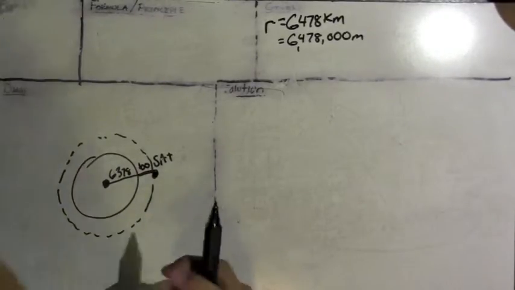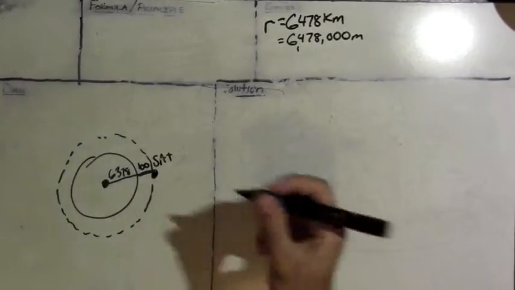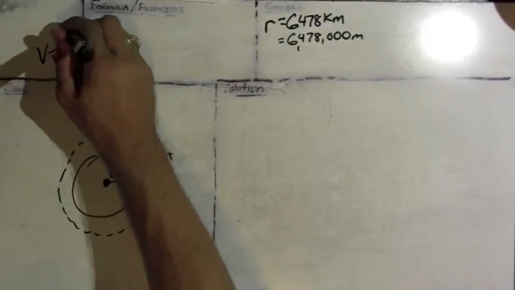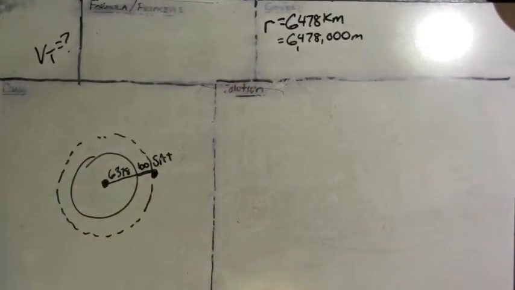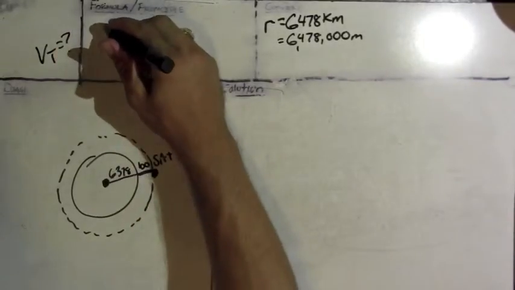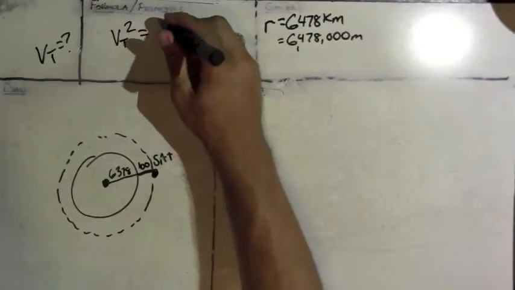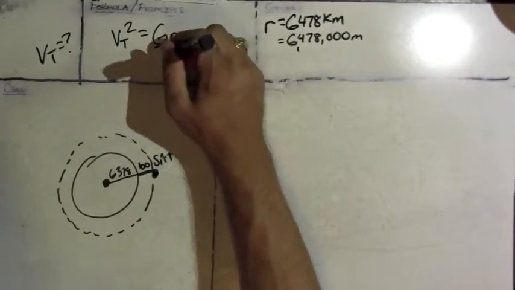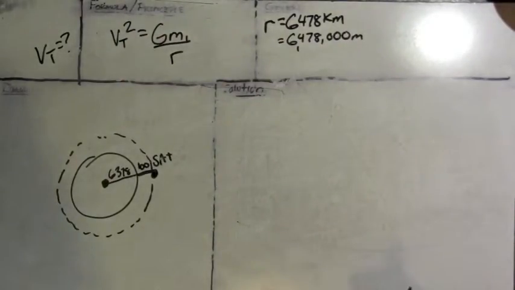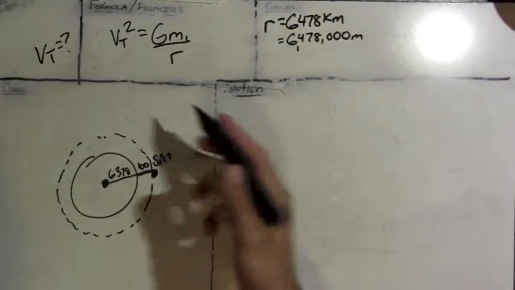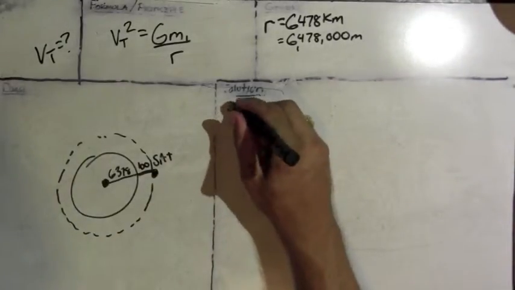So it's really important that we take into account the radius of the Earth when we're looking at this calculation. So it says we want to know how fast the satellite is moving. We know that we were going to have to use our tangential velocity formula relationship, VT squared equals GM1 over R.